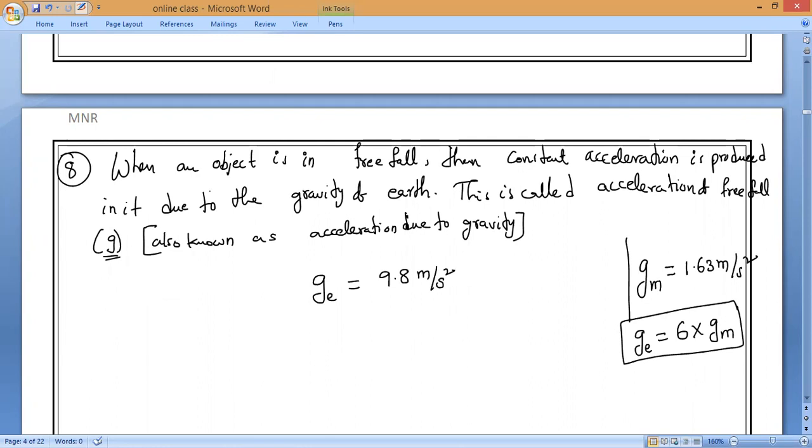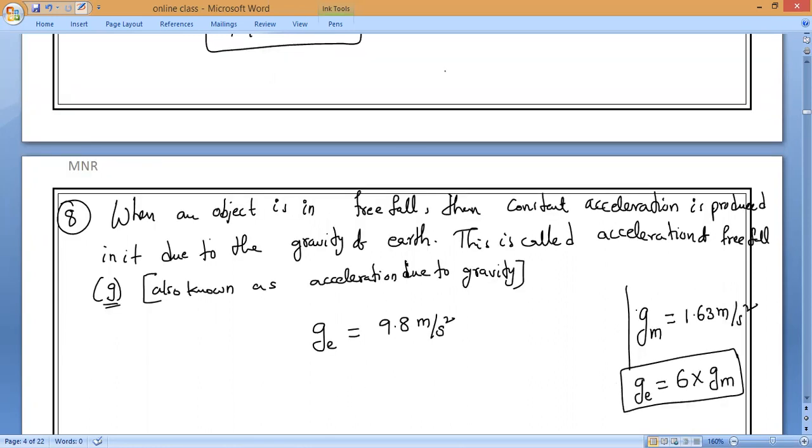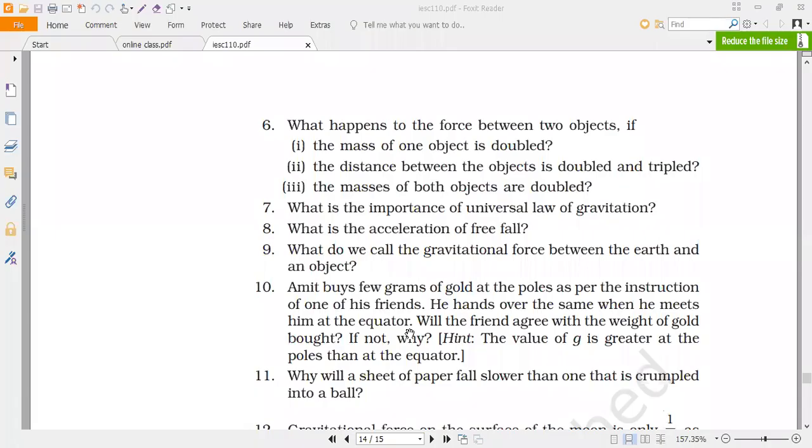Okay. Now observe, the 9th question is a very simple question. I told you when I was teaching, if you take any planet, we call it gravitational force. But on Earth alone, we call it by another name. Can anybody tell me what that name is?